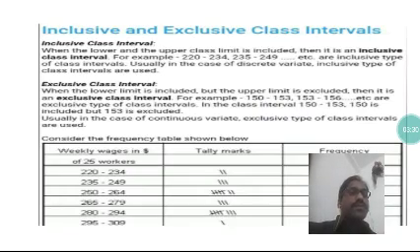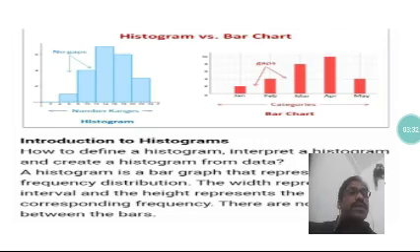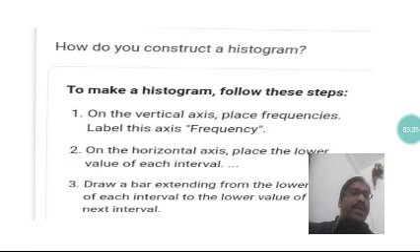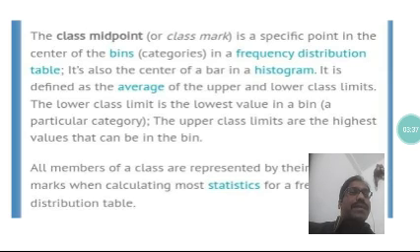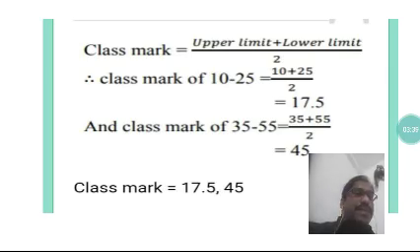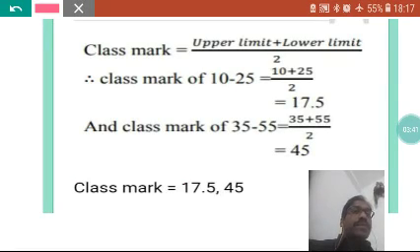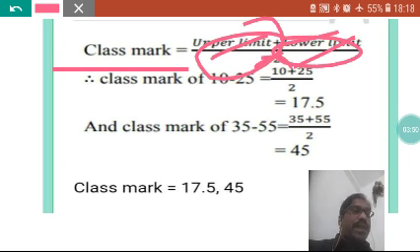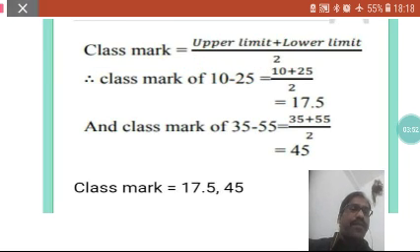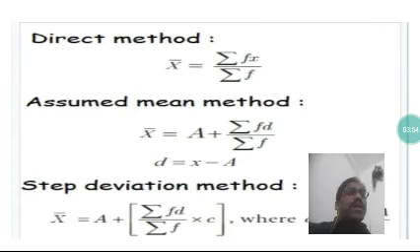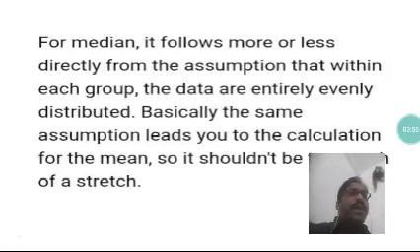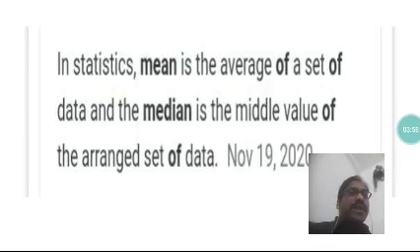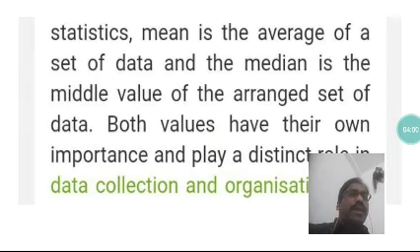Now, the histogram, how you have to draw it, I've explained also. Now the main thing is the class mark. What is class mark? Class mark is the upper limit plus the lower limit, divided by 2, meaning the average of upper and lower. In the last video I have discussed all this. Now, in this class we are going to find the mean.